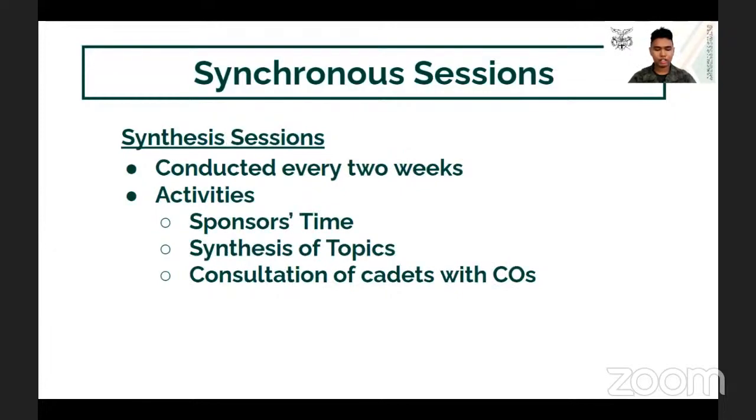Synthesis sessions are conducted every 2 weeks for at most 2 hours, where we do activities such as sponsors time and synthesis of topics included in the asynchronous module for the past 2 weeks. Sponsors time are the fun and engaging activities hosted by the members of the Corps of Sponsors that aim to boost the morale of the cadets, encourage rapport within the cadet units, and help them apply their learnings from the module. During synthesis sessions, cadets may consult with their cadet officers regarding the topics in their learning management system. The cadet officers and members of the training staff also use this time to supplement and deepen the understanding of cadets in their military science topics.